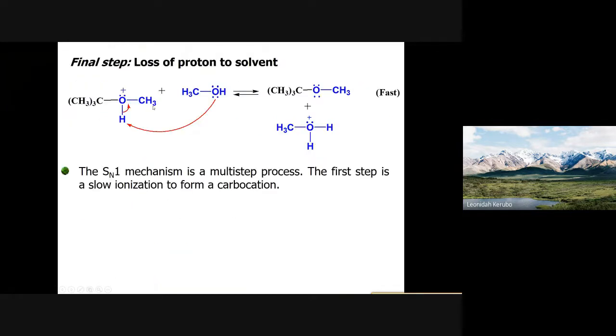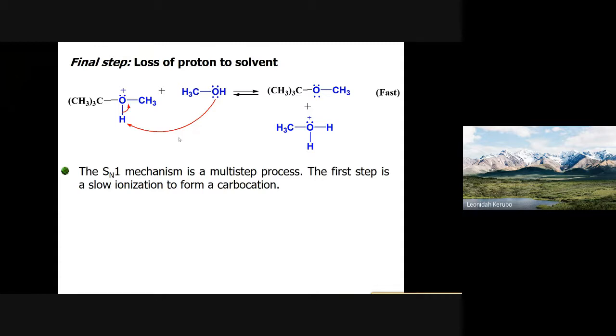The final step is the loss of a proton to the solvent so that it forms the ether. So again, how does that happen? You have methanol, which is the solvent, and it's rich in electrons. It's a nucleophile, though it's weak, but it can abstract a proton from the protonated ether.